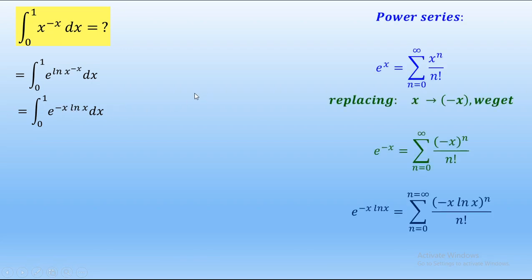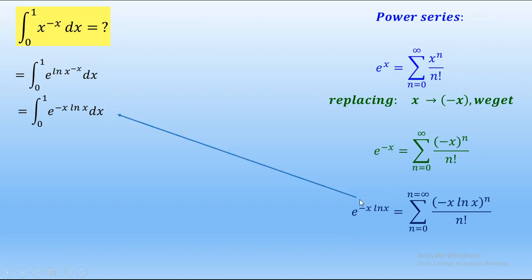Now we will make some substitutions from the power series expansion. We know that e raised to the power x is equal to the summation n equal to 0 to infinity of x raised to the power n by n factorial. Replacing x with minus x, we get e raised to the power minus x is equal to the summation n equal to 0 to infinity of minus x raised to the power n by n factorial. And suppose we replace this minus x with minus x ln x. So we get e raised to the power minus x ln x is equal to the summation n equal to 0 to infinity of minus x ln x whole raised to the power n by n factorial. So this is the power series expansion of e raised to the power minus x ln x.